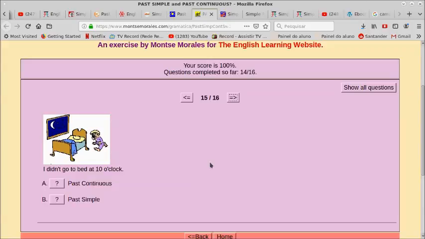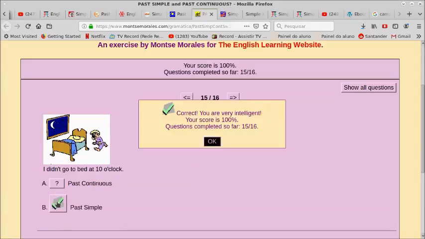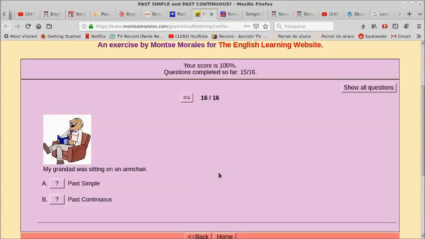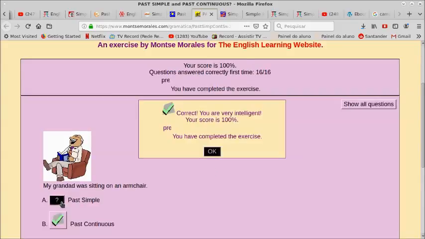I didn't go to bed at 10:00. Eu não fui para a cama às 10 em ponto. É uma ação finalizada, acabada. So, past simple. And the last one. My granddad was sitting on an armchair. Meu avô estava sentado em uma poltrona. É uma ação contínua. So, it's past continuous. Okay?